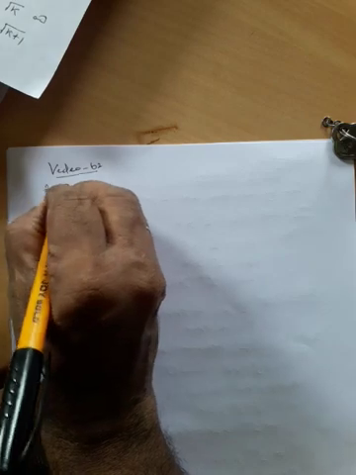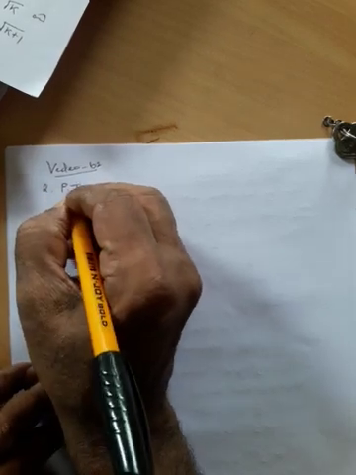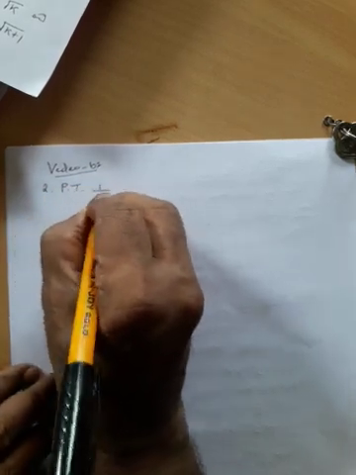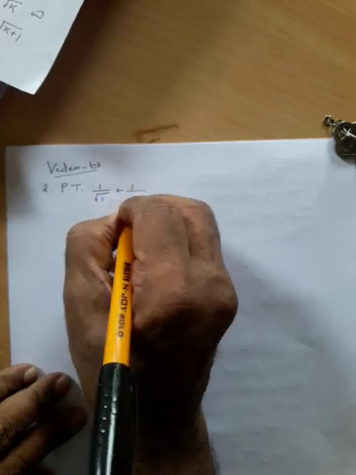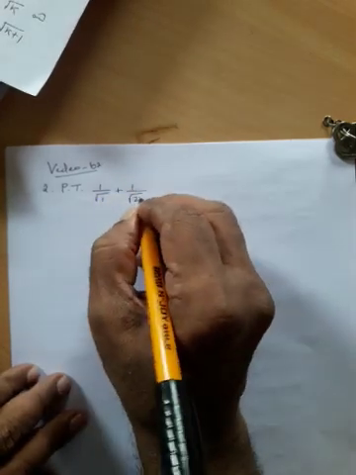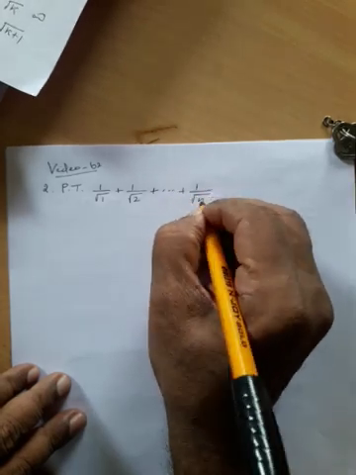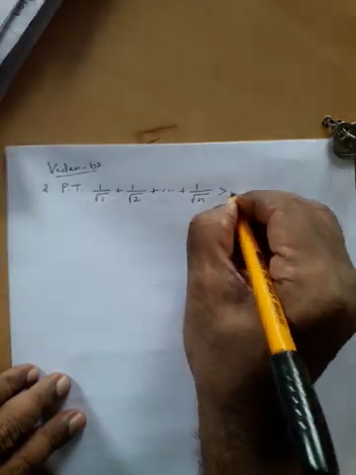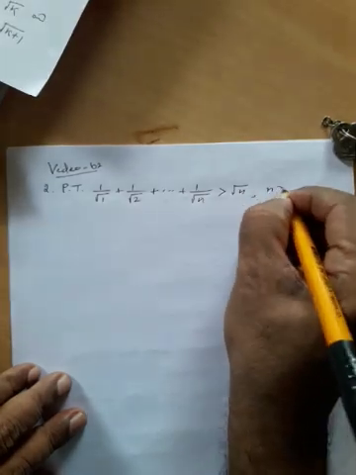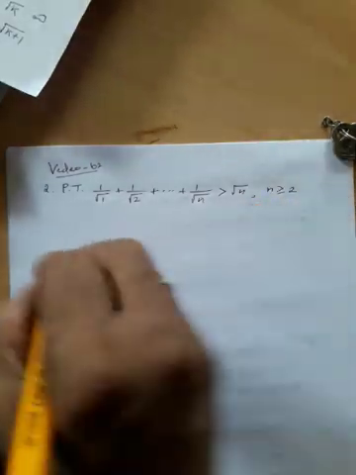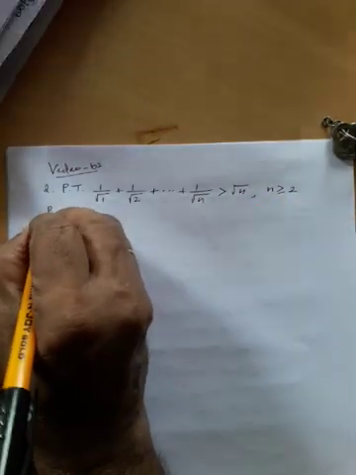Video 62, problem number 2. Prove by induction that 1/√1 + 1/√2 + etc. + 1/√n is strictly greater than √n for n greater than or equal to 2. Proof.